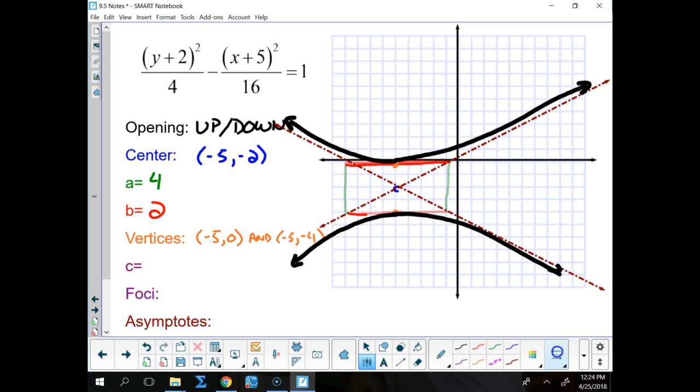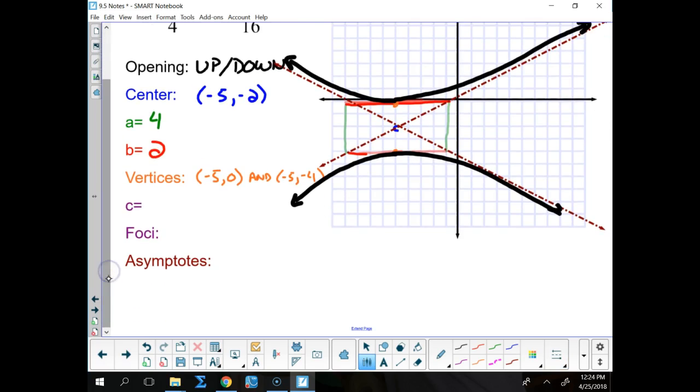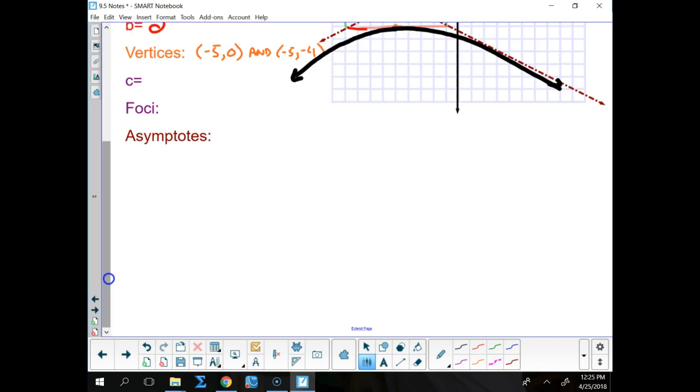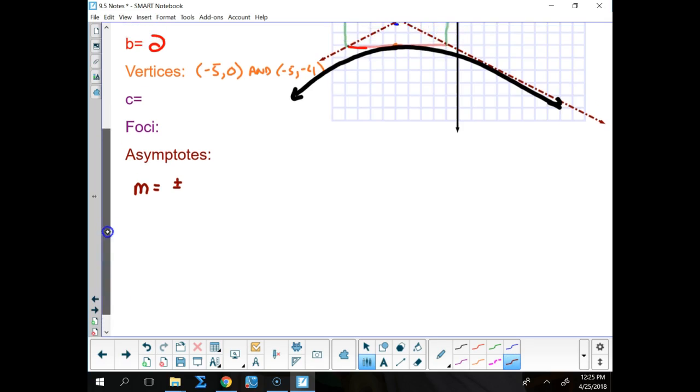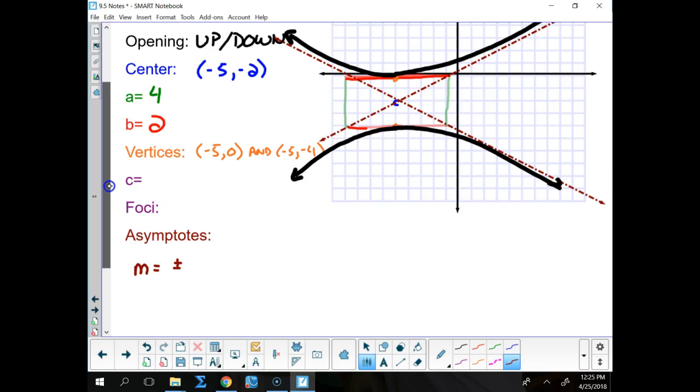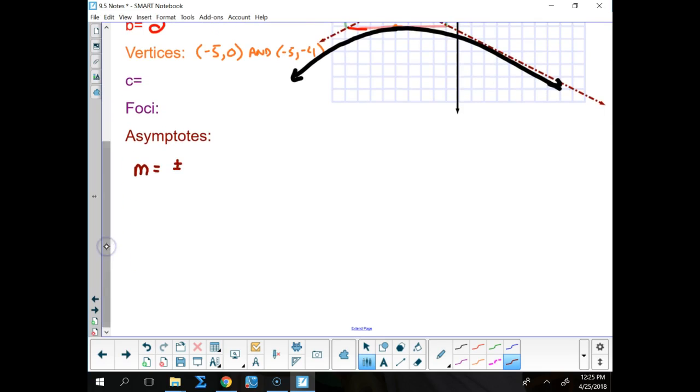Okay, we need asymptotal behavior here now. Asymptotal behavior. So, what is the slope of my asymptotes? Plus or minus 1/2, right? Because really it's 2/4. Because it's B over A, so that's going to be plus or minus 1/2.